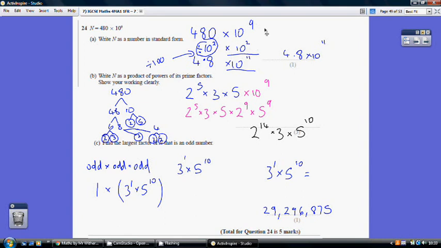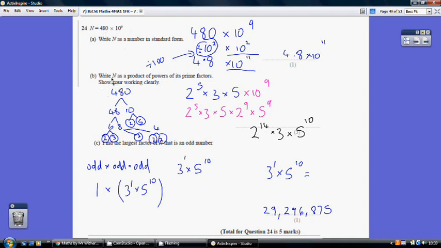Now when I multiply, I add the powers. 9 add 2 is 11. So 4.8 times 10 to the 11 is the same thing as 480 times 10 to the power of 9. You could probably pop this into your calculator as well to assist you.